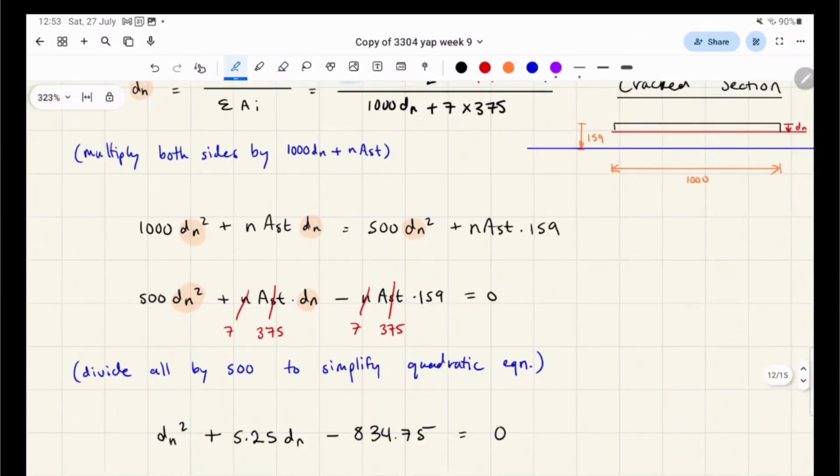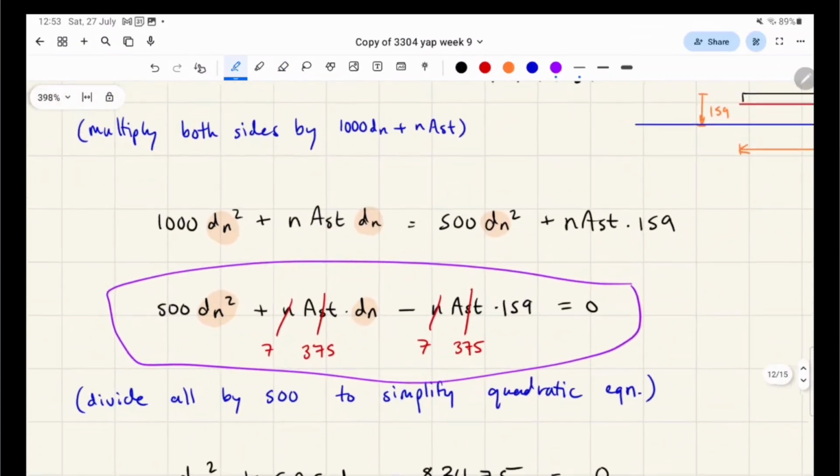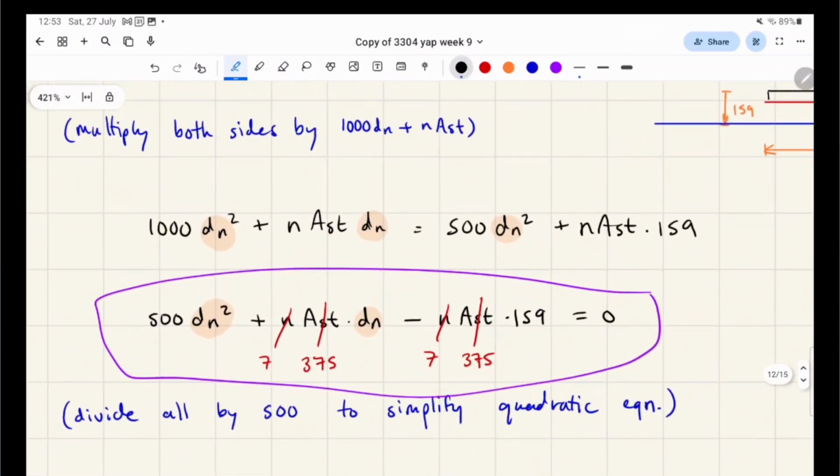And what have I done here? I've basically subtracted 500 from both sides, which results in that. And then I've subtracted both sides by NAST times 159, right? And now we have something that looks kind of like a quadratic equation where we've moved all our components to one side and the other side is equal to 0, right?